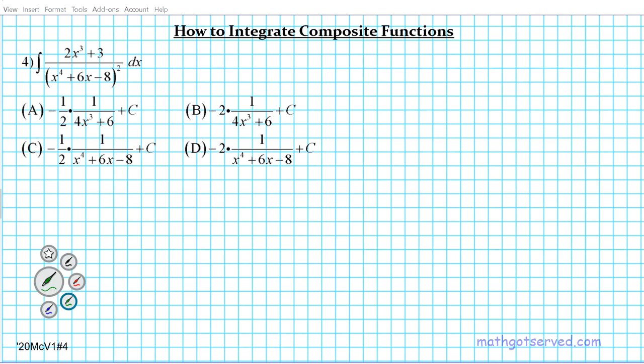Alrighty, let's take a look at question number 4. Question number 4, we're going to be assessed on how to integrate composite functions. Okay, so question 4 reads: the integral of 2x to the third plus 3 over the quantity x to the fourth plus 6x minus 8 squared with respect to x.